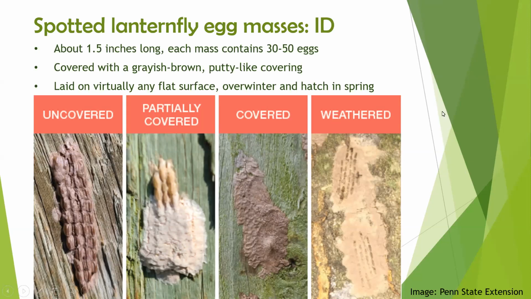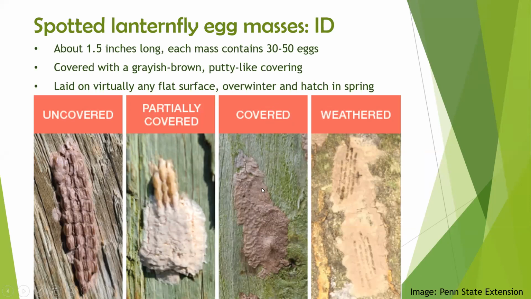This is a really nice graphic that Penn State Extension put out that I wanted to show you, where we have four different looks of the way the egg masses can look. Normally a fresh egg mass is going to be completely covered with this muddy-like substance, because the female is trying to protect her offspring. But sometimes, for various reasons, the females don't cover the entire egg mass. So you might see it partially covered, like picture 2, or there's no covering at all for whatever reason.